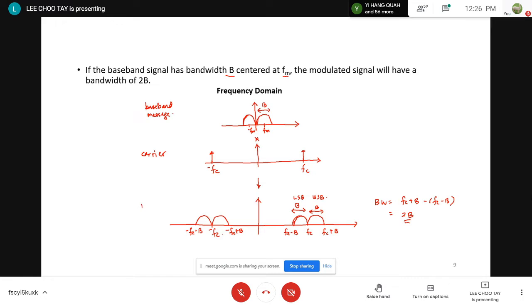Okay, so this is the double sideband suppressed carrier signal. Again, you can see we don't have anything at FC. We don't have a component at the carrier frequency. Therefore, this is a double sideband suppressed carrier AM signal.